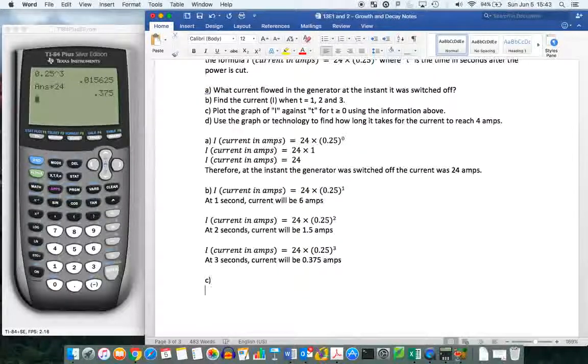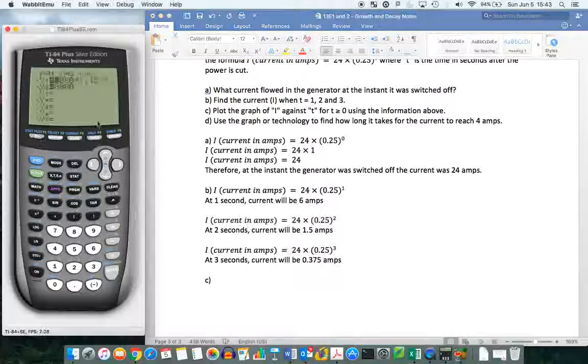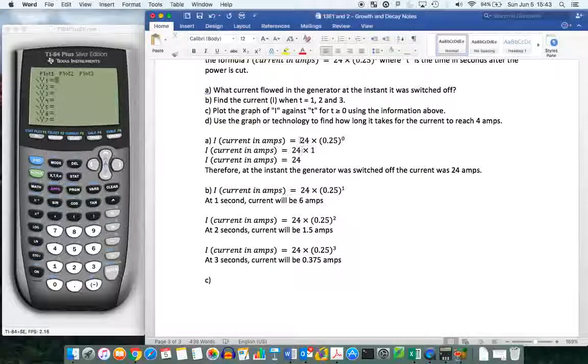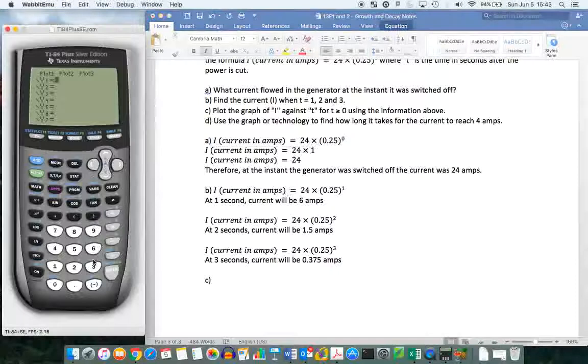C. Plot the graph of I against t for time greater than 0 seconds using the information above. So as we've seen before, how do you plot graphs? You use the y equals function. And the function this time is 24 times by 0.25 to the power of x. So 24 times by 0.25 to the power of the x variable.